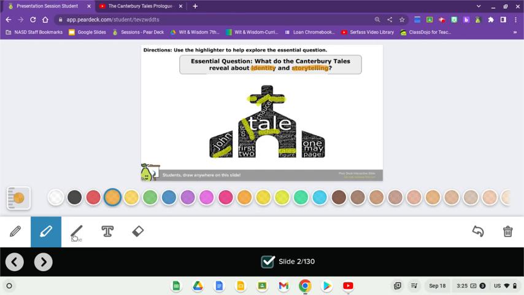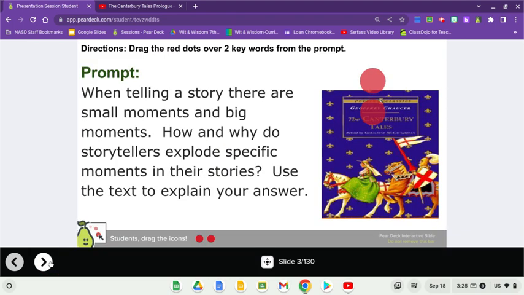All right. So the prompt that's going to be explored on each page of the Canterbury Tales is: when telling a story, there are small moments and big moments. How and why do storytellers explode specific moments in their stories? Use the text to explain your answer. So I want you to take a moment and drag these red dots to the two most important words down here. Take the time to do that now.